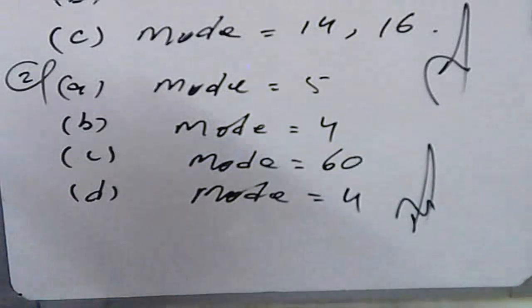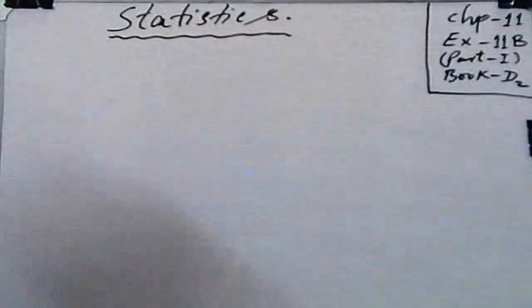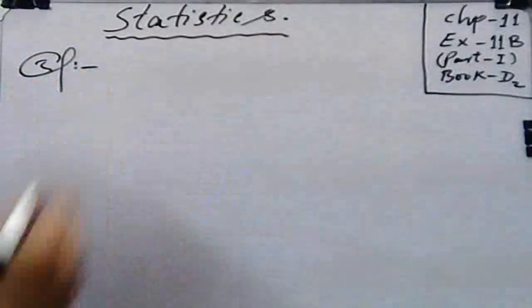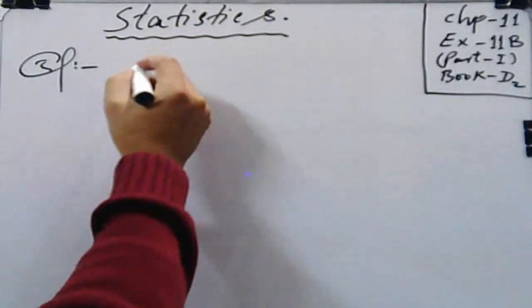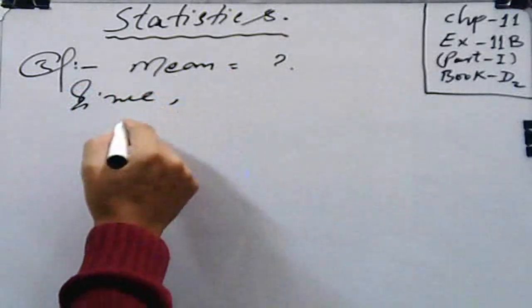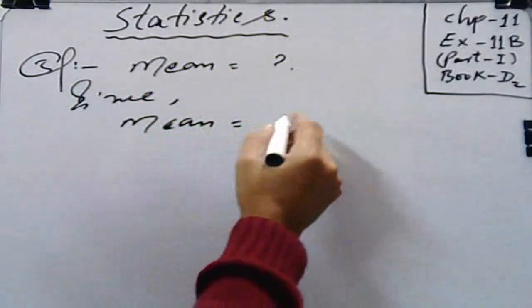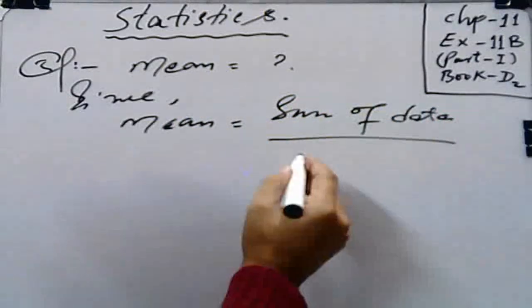Now in question number 3, the number of bus passengers traveling on a certain route was recorded as shown below: 29, 42, 45. Find the mean number of passengers. Since we have to find the mean, we have a simple formula regarding mean: the sum of the given data should be added and divided by the number of data.